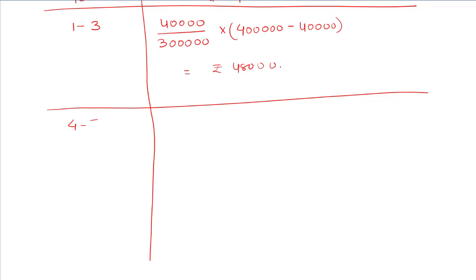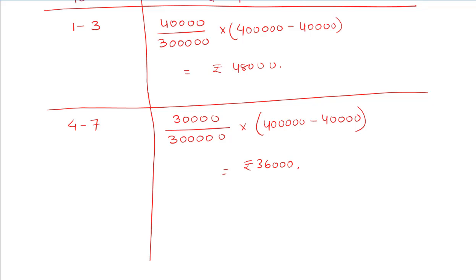Let us do it for years 4 to 7. In years 4 to 7, 30,000 units are produced. The expected units during lifetime is 3 lakh, multiplied by 4 lakh minus 40,000. Solve it quickly. It is 36,000.